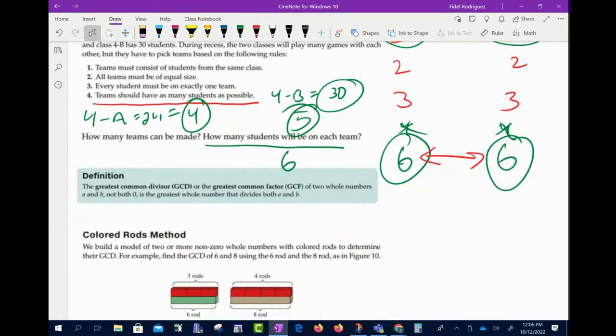It says the greatest common divisor, or sometimes they call it the greatest common factor, it's the same idea, of 2 whole numbers A and B, not both 0, is the greatest whole number that divides both A and B.